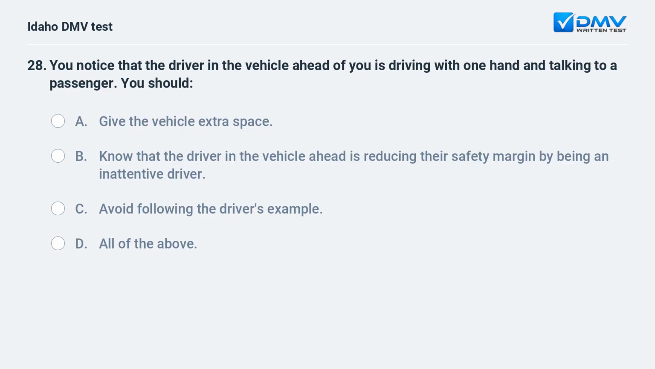You notice that the driver in the vehicle ahead of you is driving with one hand and talking to a passenger. You should A. Give the vehicle extra space. B. Know that the driver in the vehicle ahead is reducing their safety margin by being an inattentive driver. C. Avoid following the driver's example. D. All of the above.